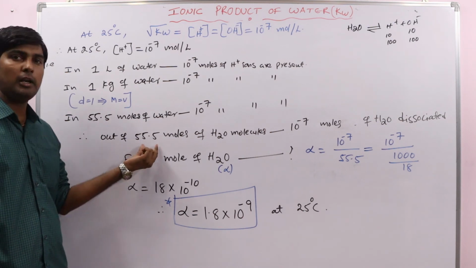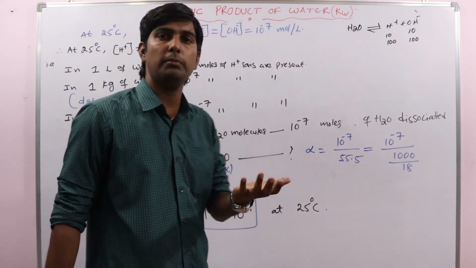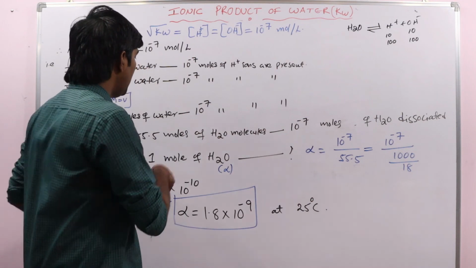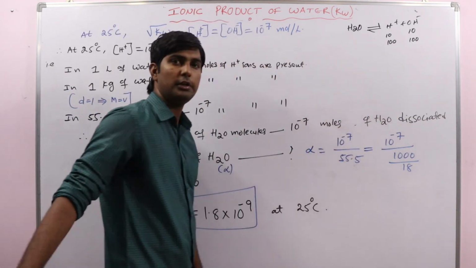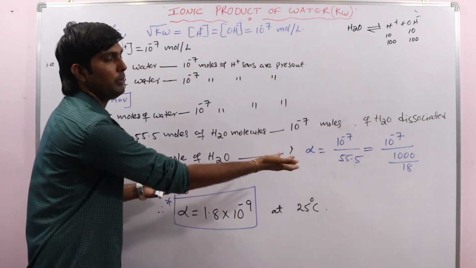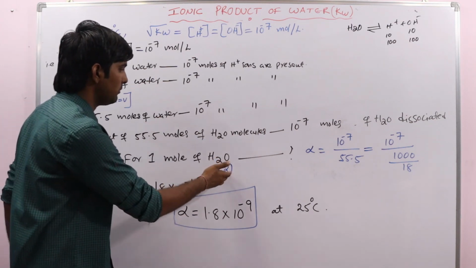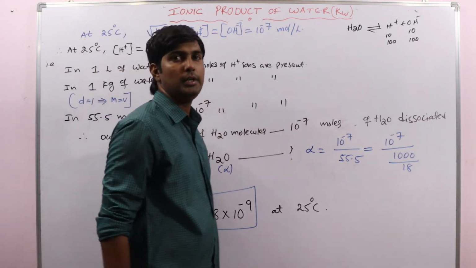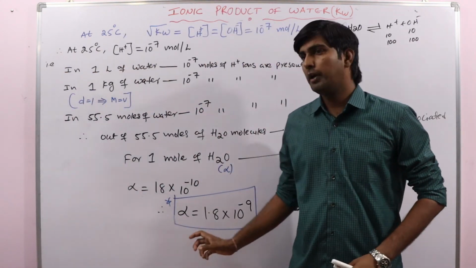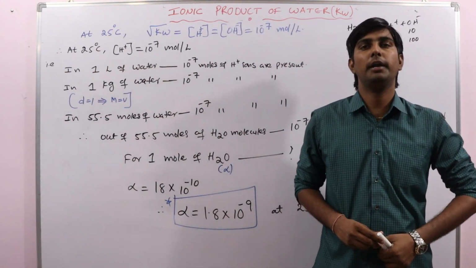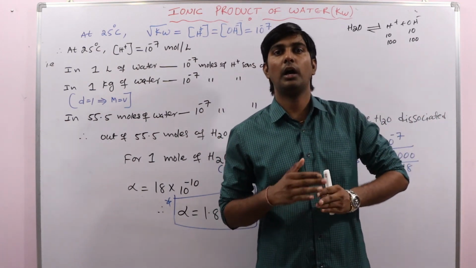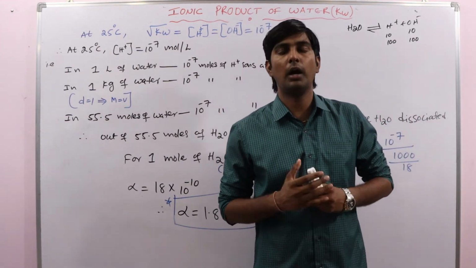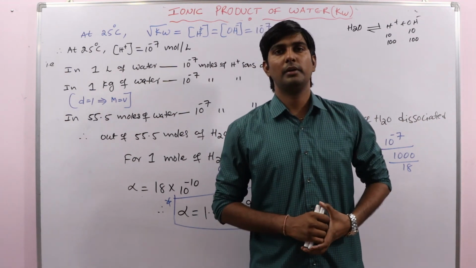In 1 liter of water, 55.5 moles of H2O are present. Out of them, 10 power minus 7 moles dissociated. For 1 mole, how many moles dissociated? That is nothing but the degree of dissociation. Clear? In the next lecture we will discuss a very important concept: how to identify an acidic solution, a neutral solution or a basic solution. Thank you.